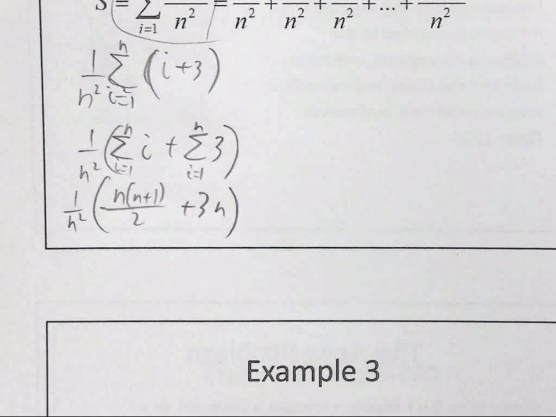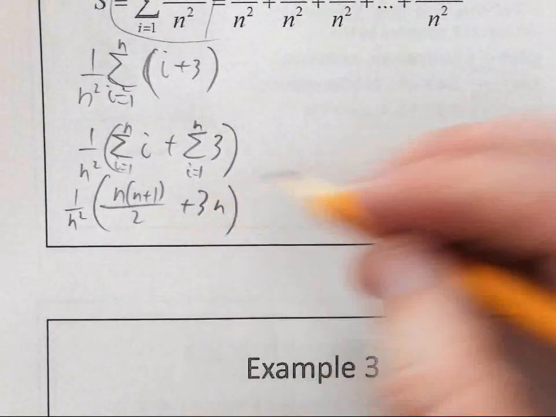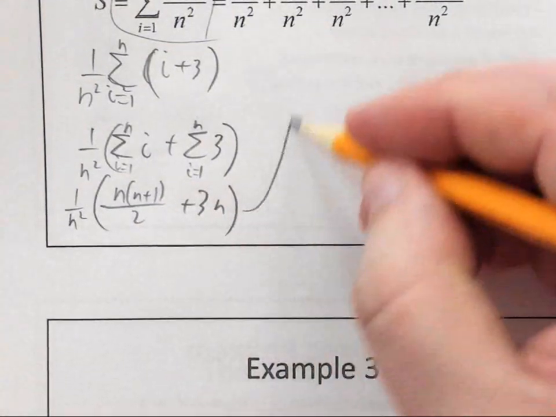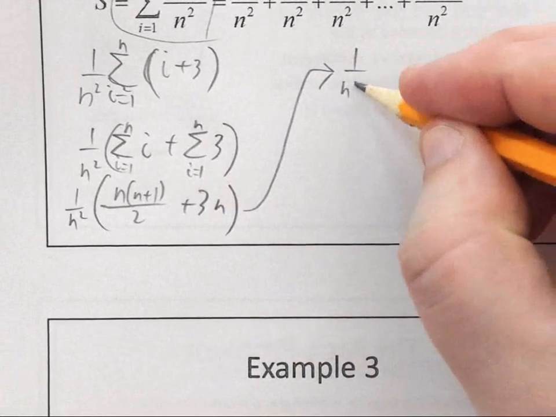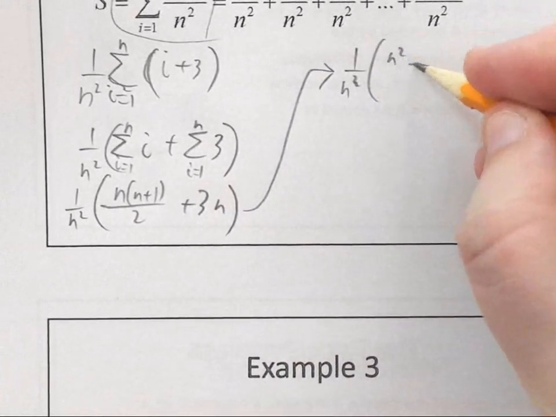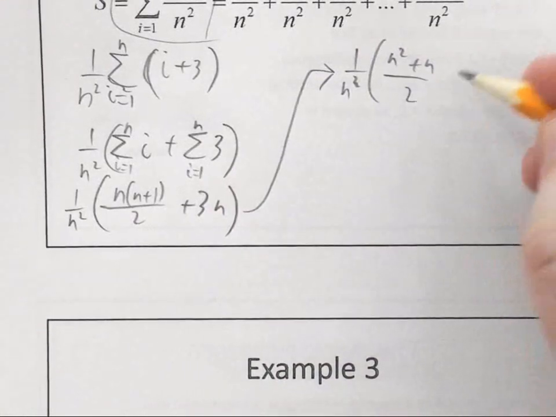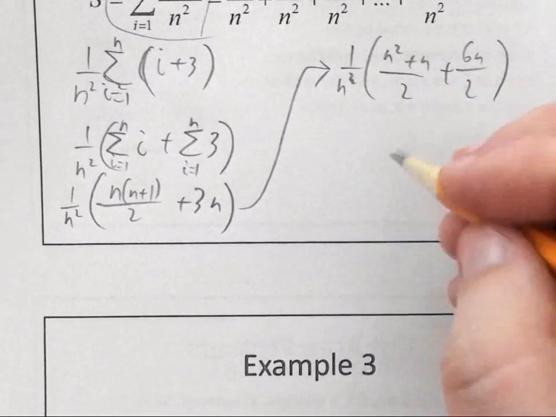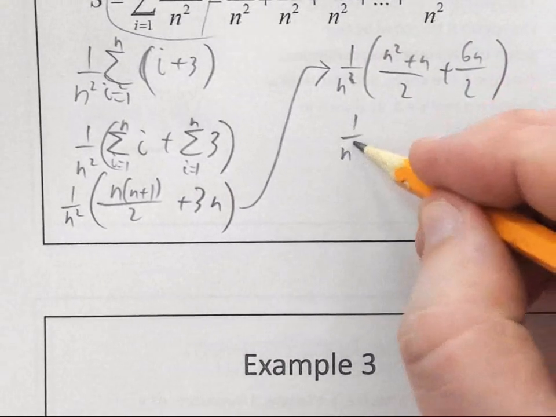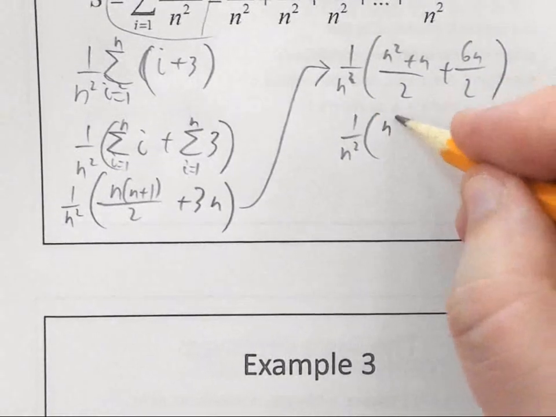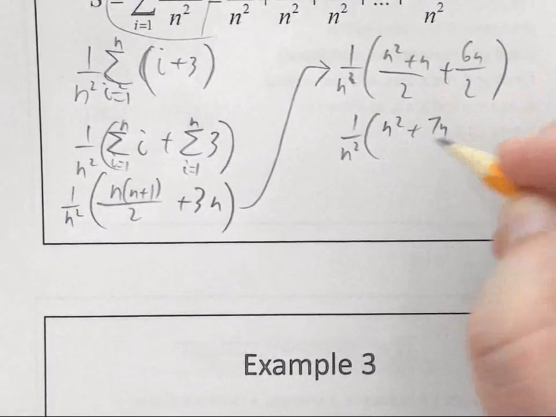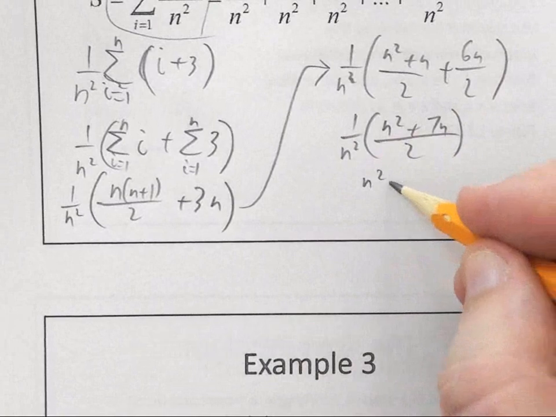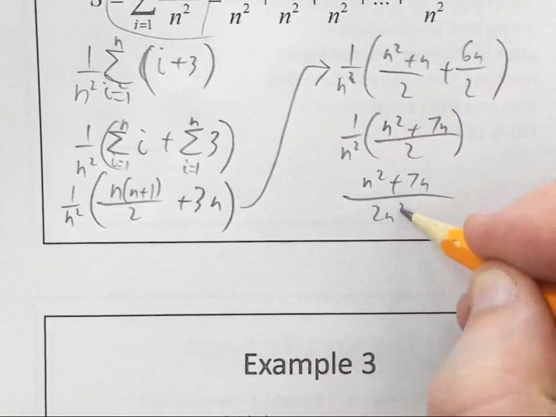Okay? Now I just need to clean it up. So, I'm going to multiply through the top. I also want to add this fraction and this together. When I distribute through the top, I'm going to have n squared plus n over 2. What do I have to change the 3n into? 6n over 2. So now I can actually add that together. So I have 1 over n squared times n squared plus 7n over 2. And then multiply the 1 over n squared back in. So I have n squared plus 7n over 2n squared.